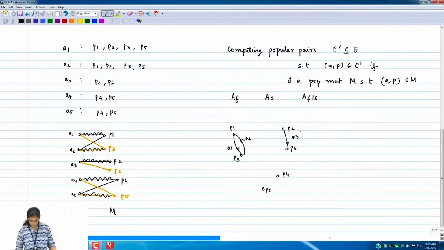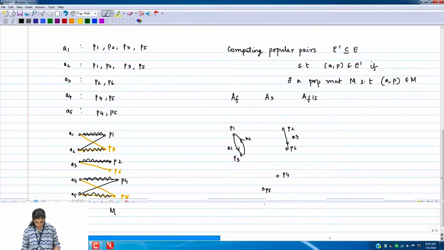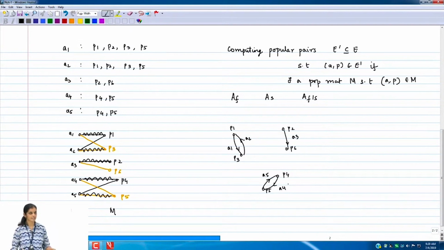Okay. So then what about P5? Where should I draw the edge? A4, right? And then there is also this edge. So P5 to P4 edge is labeled as A5, and this is A4, right. So this is how our switching graph for this example looks like, right.